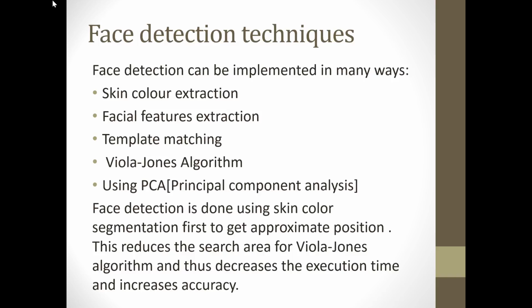The first and foremost step in this system is face detection. These are the existing methods for face detection, and we use skin color extraction to get the approximate position of the face, which helps in reducing the search area for the Viola-Jones algorithm, which we are going to use in subsequent steps, and also reduces the execution time and increases accuracy.